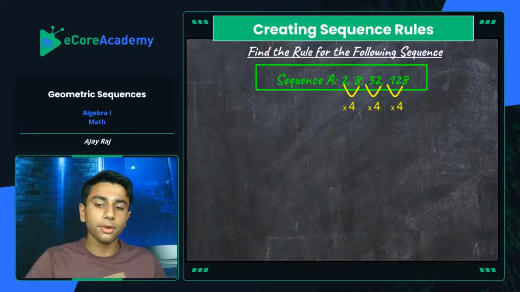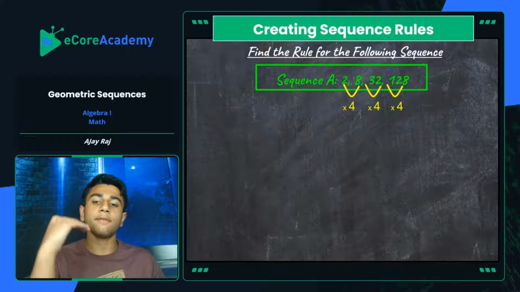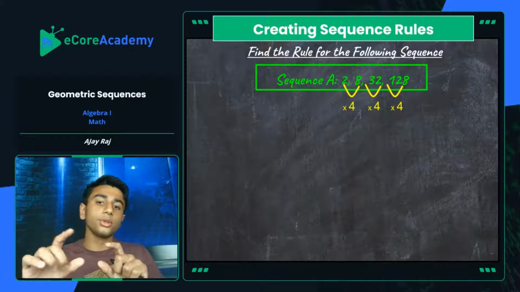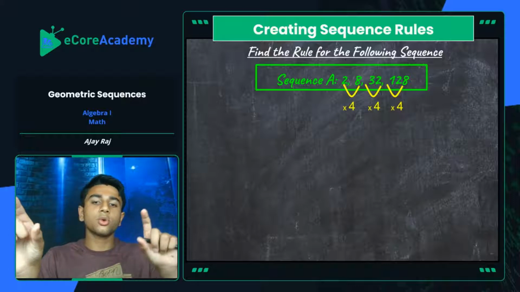So what we're going to do here now is, since we have the common ratio and we have the terms, let's start to break apart what this sequence really is and identify the correlation that the common ratio has with each corresponding term.